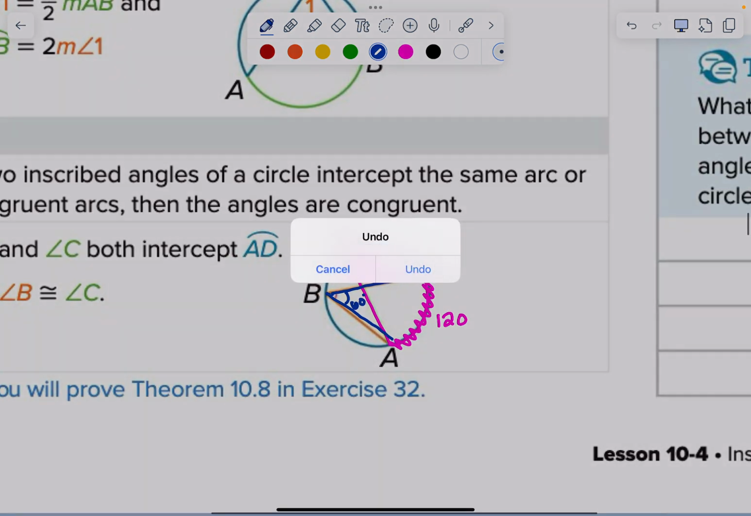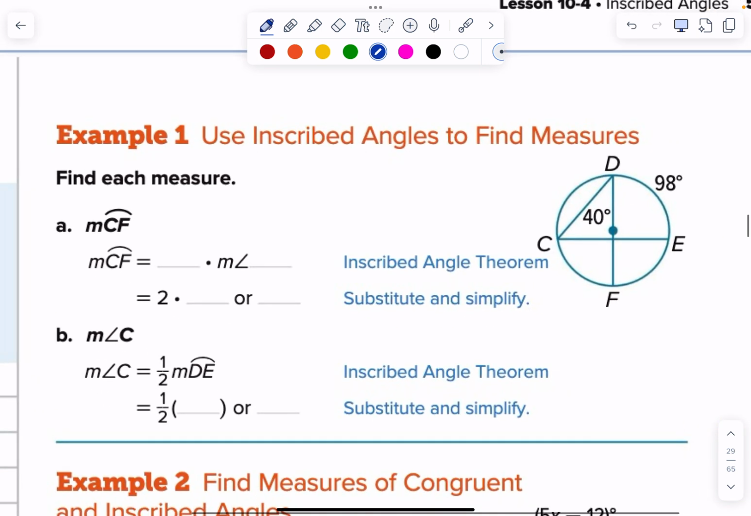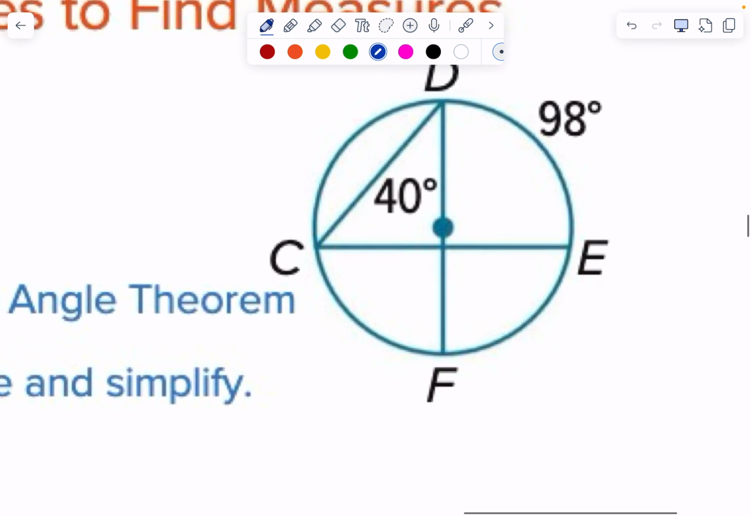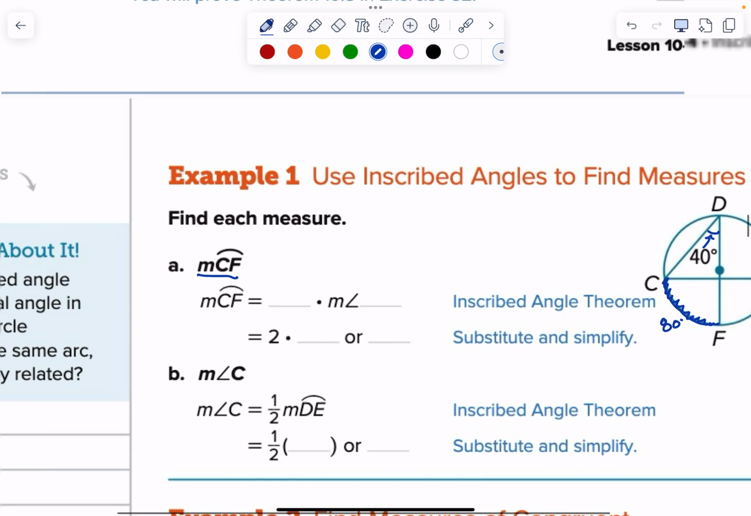Okay? All right, let's do some problems. Here we go. Example 1. Use inscribed angles to find the measure. They want to know the measure of arc CF. Do you see where CF is? They want to know how big this angle is, or this arc is. Okay, this is 40. That's what the 40 was measuring. So this guy has to be 80 degrees. That's part A. 80 degrees. It's double what that is, right?